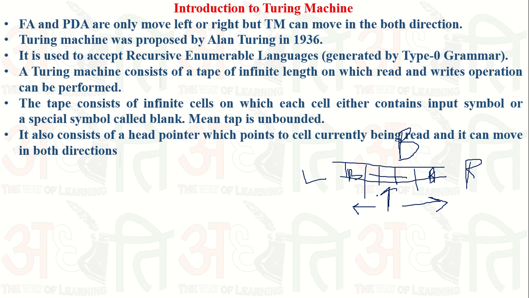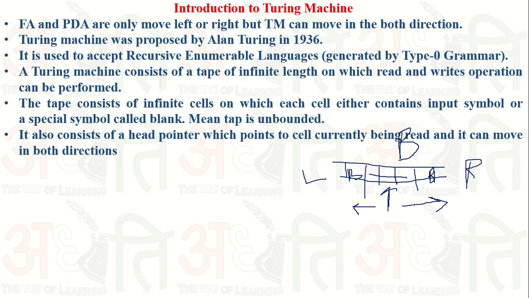It is a very important point because finite automata and push down automata move in only one direction, but this Turing machine can move either in left direction or right direction, or both. It can move once to the right or once to the left. So it moves toward both directions.